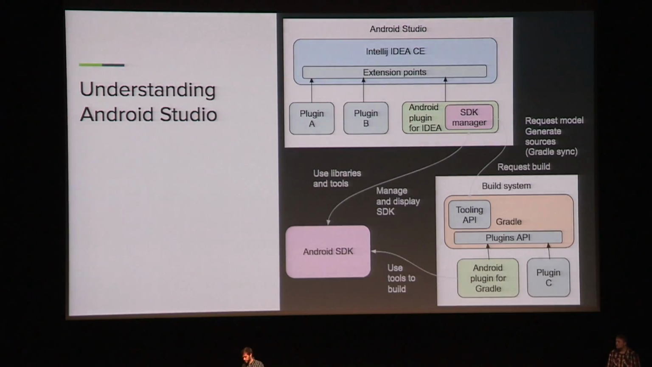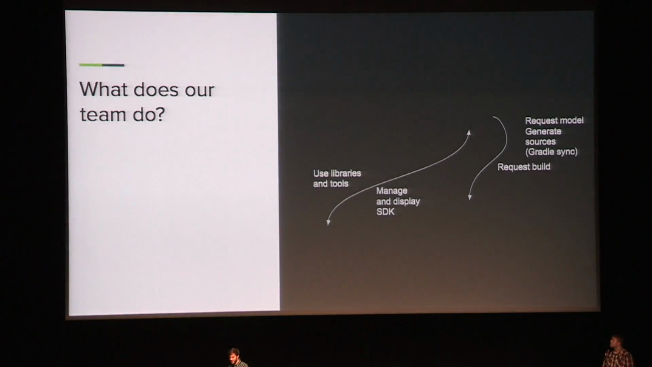But the problem with that, and I'll talk a bit more about that later, is that bottlenecks in the tooling API might happen, and then bottlenecks in our communication with Gradle might happen because of that. And that limits what we can do to improve things in general in Android Studio. So I hope that gives you a better understanding of what all of that is and how it just magically works sometimes. And what does our team do?